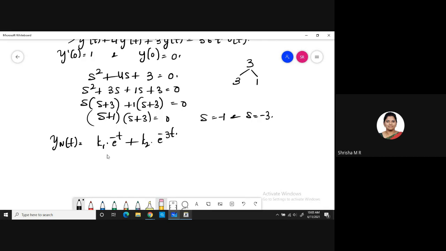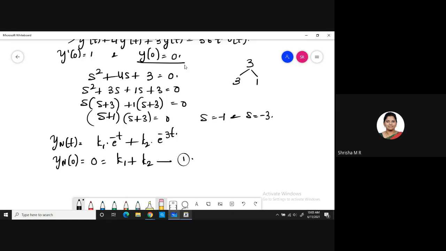So now we have to find the constants k1 and k2 by considering the initial conditions. Try to find k1 and k2. What will you get? In this yn of t, substitute t is equal to 0, you will get yn of 0, which is equal to y of 0, given to be 0. So y of 0 will be equal to 0, which is equal to k1 plus k2. This is your equation 1.